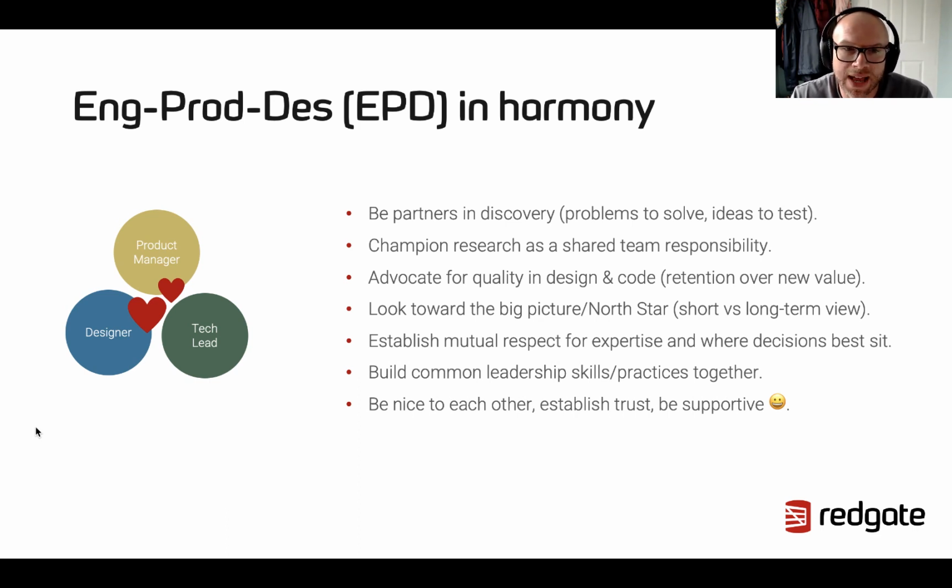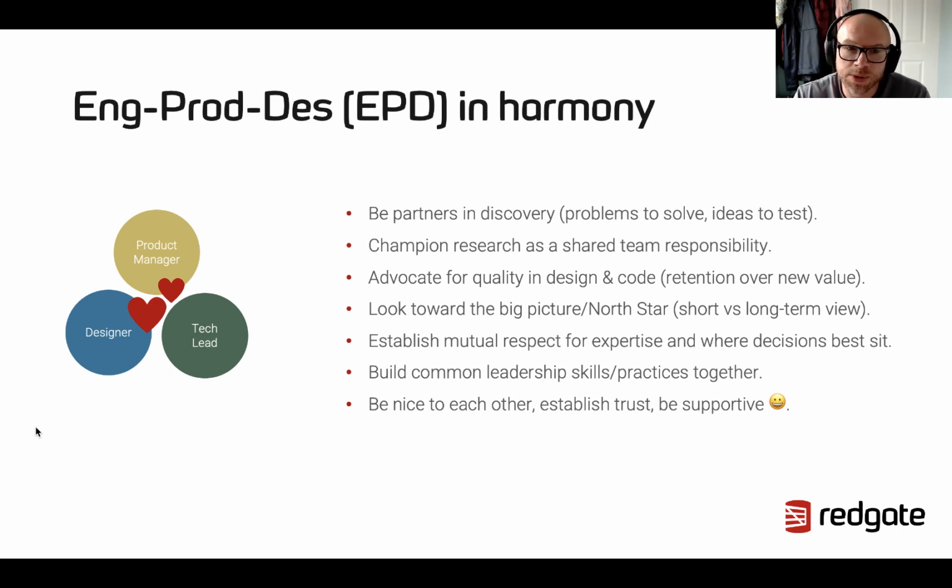To summarise, a happy PLT is one where they are partners in discovery, identifying the problems to solve and ideas to test. They advocate for and champion the value of research as a shared team-wide responsibility. They jointly advocate for quality in design and code, striking a balance between meeting the needs of existing customers and the pursuit of new value. They have a shared mental model for the big picture or North Star and can collectively map between the short-term wins and that longer-term vision.